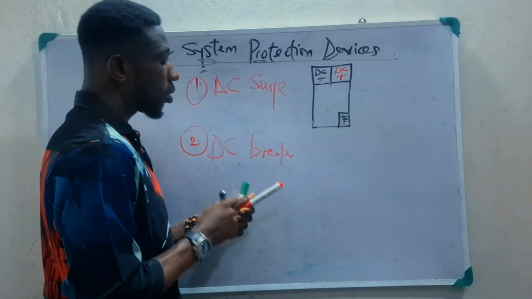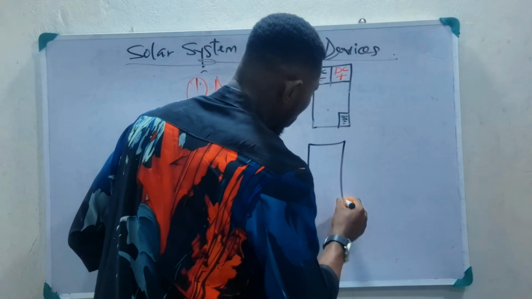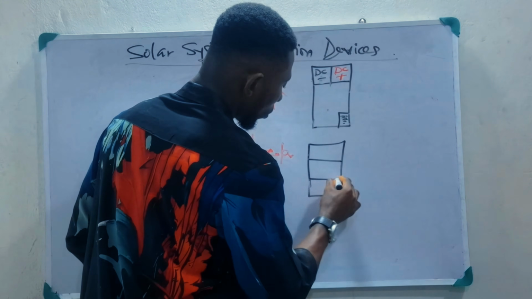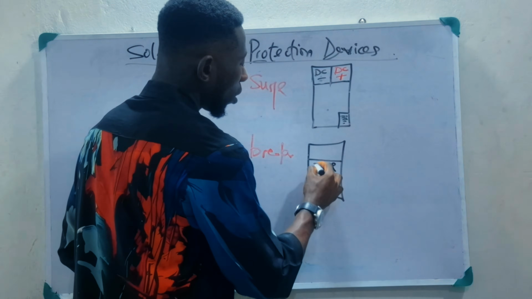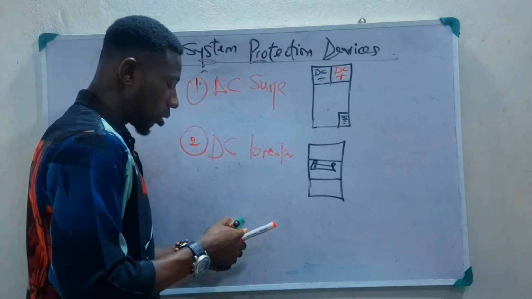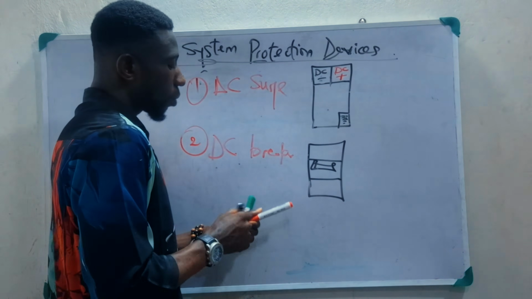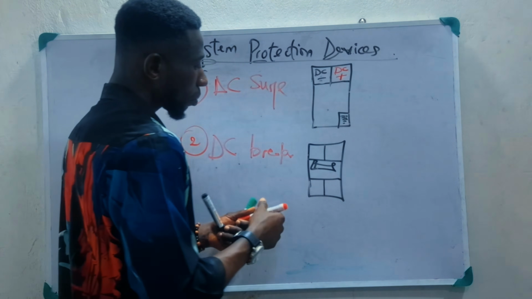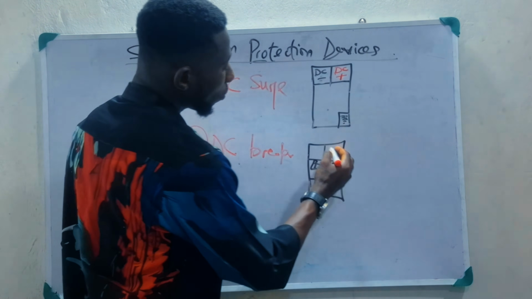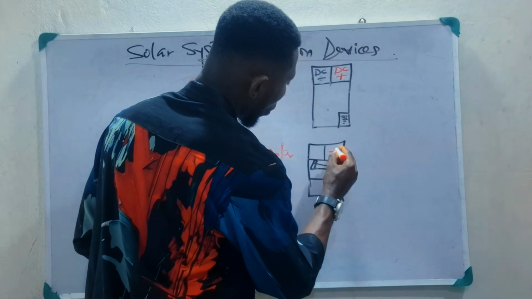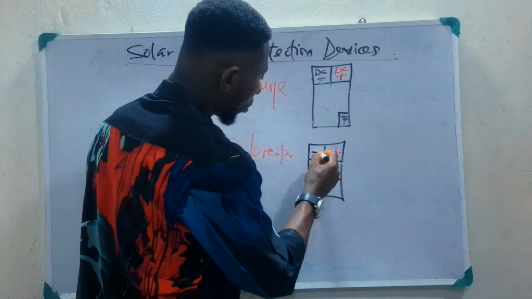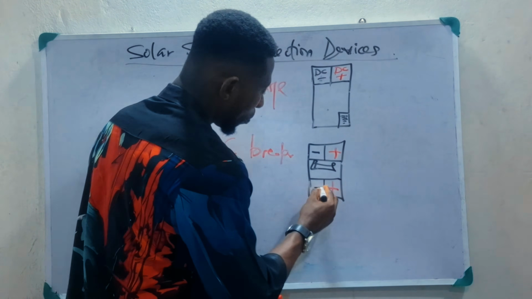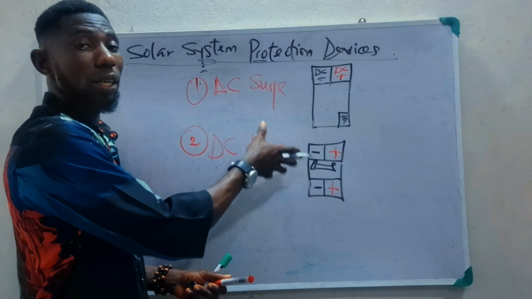The DC breaker is a breaker that serves as isolation. Then we have the switch button in the middle. So it is divided into two. Here we have the minus, here we have the plus, and here we have the minus. Again, here we have the plus, and again, here we have the minus. This is the DC breaker.